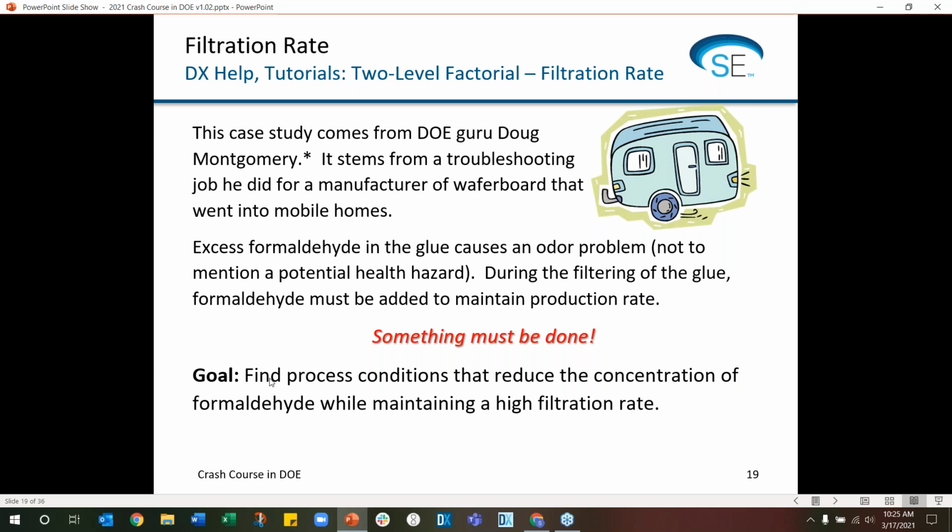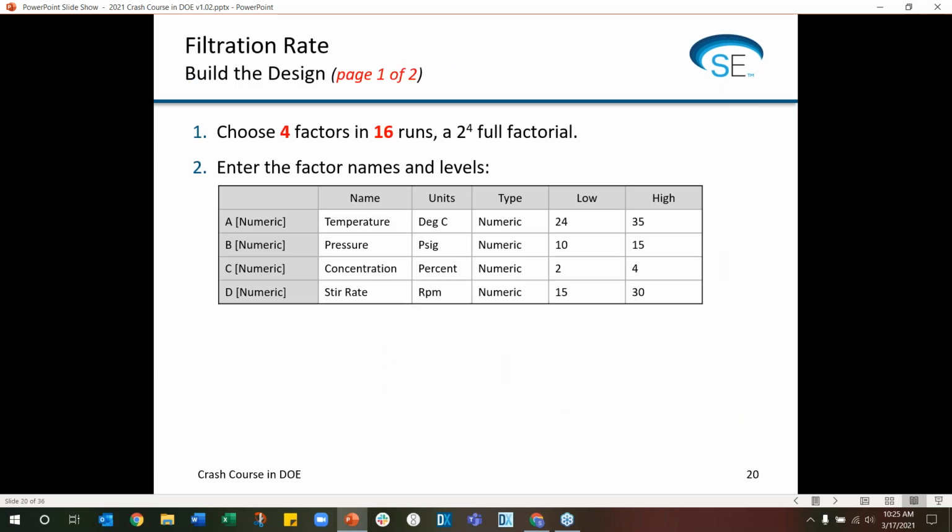So they wanted to find process conditions that reduced the concentration of the formaldehyde that they were using, so they wanted to use less of it, but also gave them a high filtration rate. So whatever they could do to speed up production and also reduce the amount of the formaldehyde would be a win-win for this manufacturer. The 4 factors that they're going to study in a 16-run design are laid out here: temperature, pressure, concentration, and stir rate. And this concentration was the formaldehyde. They were currently using a 4% concentration.